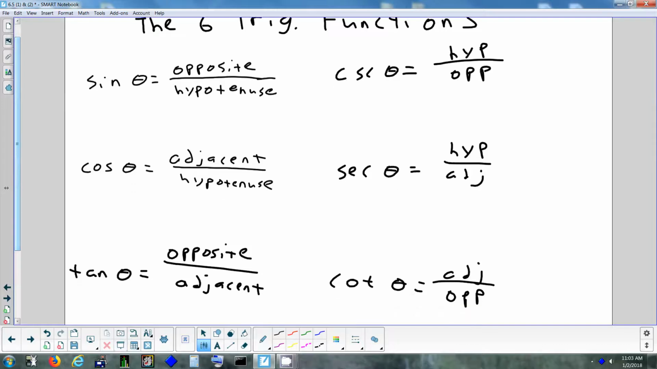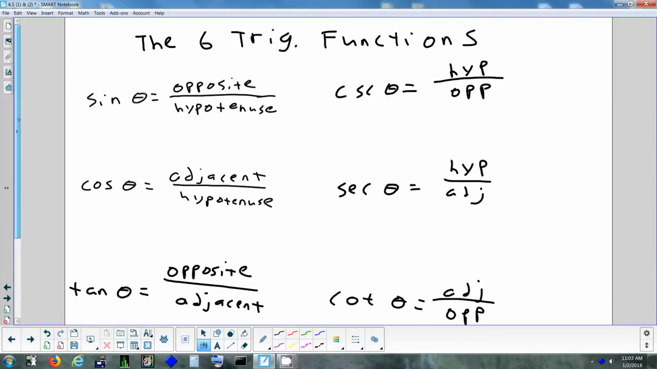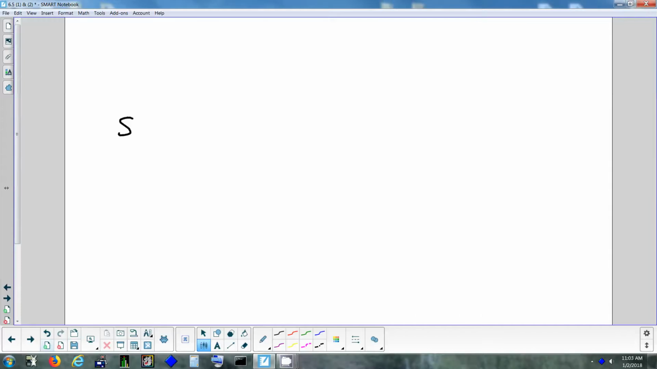And we mentioned it earlier, but can somebody tell me what's the trick? There's a word, or I guess it's kind of like an acronym. Yeah, Sohcahtoa. And what does that stand for? Let me just put it right here.